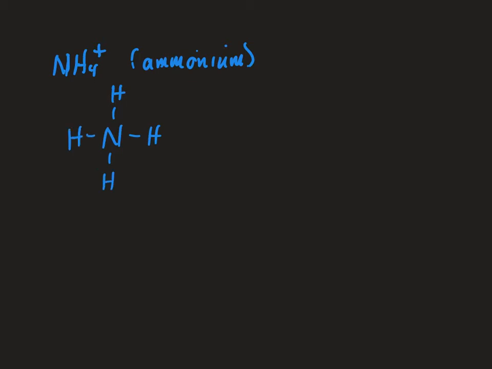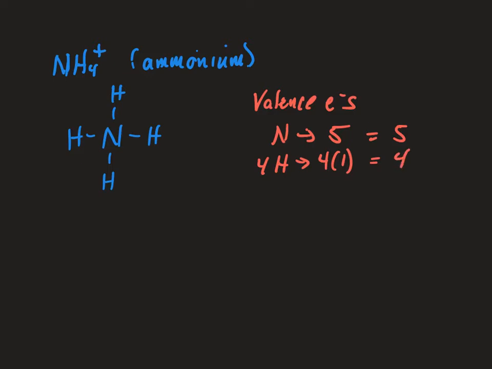Let's look at another common polyatomic ion, the NH4 plus ion, or the ammonium ion. Okay? So, if we draw the ammonium ion, obviously hydrogen can't be in the middle, so we have to put our nitrogen in the middle. Hydrogen's around it. If we do our valence electrons, nitrogen brings 5. 4 hydrogens bring 4 times 1. That's going to equal 5. That's going to equal 4. That's 9.